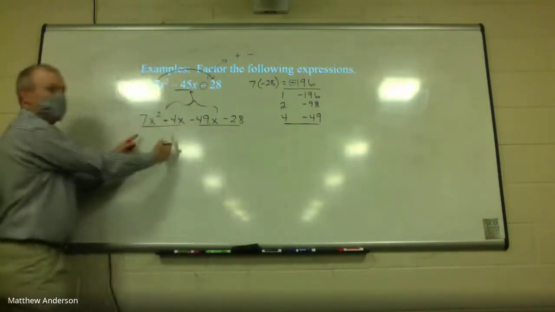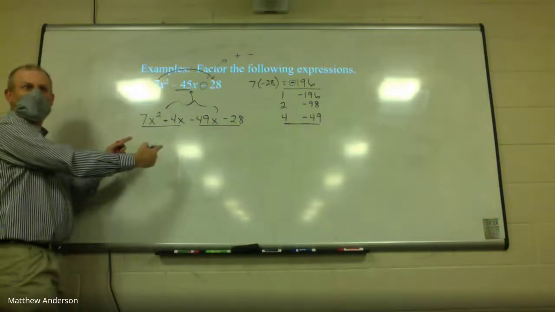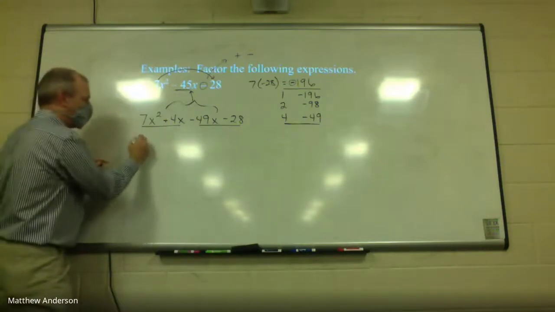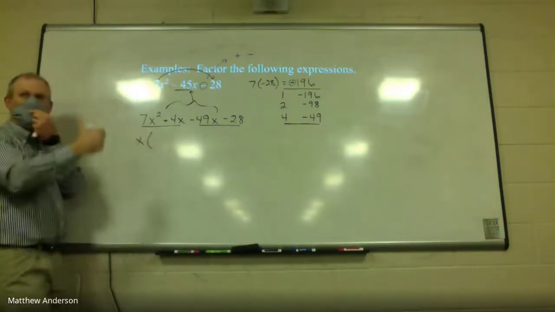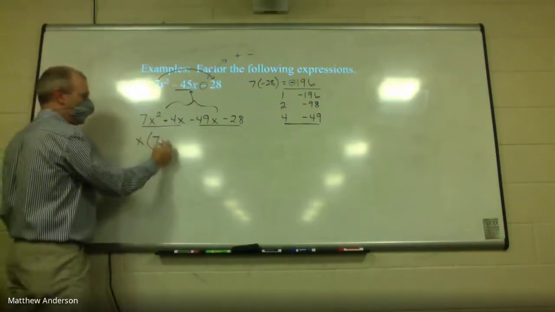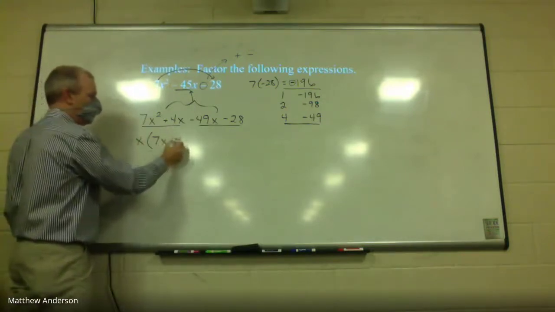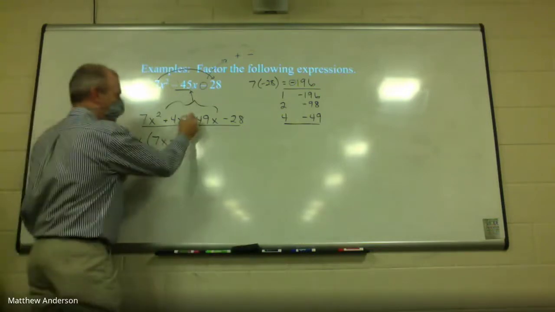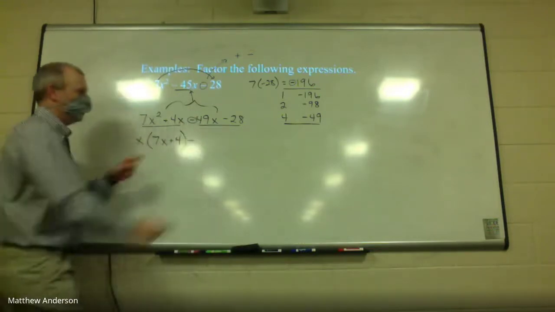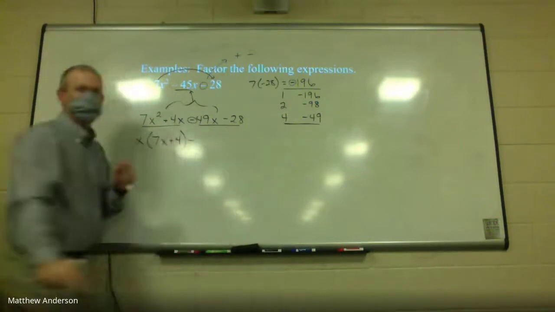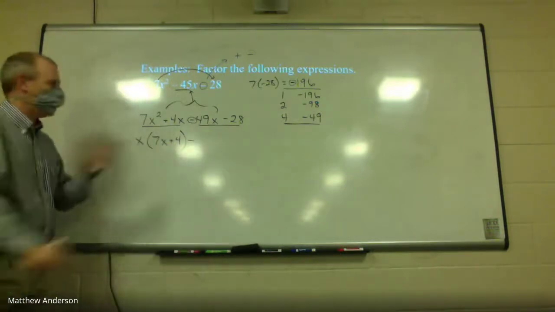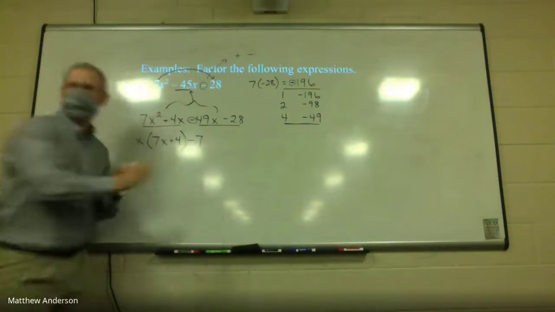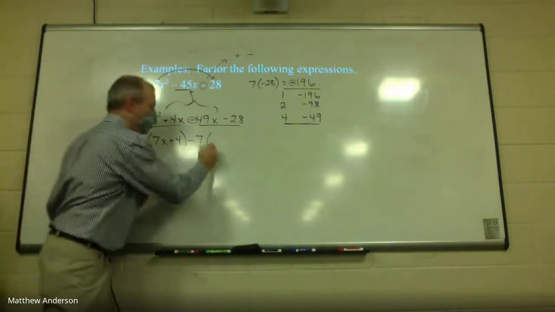What can we take out of the first group? In this case, just an x. So what's going to be left when we divide out the x? 7x and plus 4. Okay. We have to take out the negative. What can we take out of both of those? We've got the negative, but we're also going to be able to take out a 7, right? So we're going to divide out a negative 7.